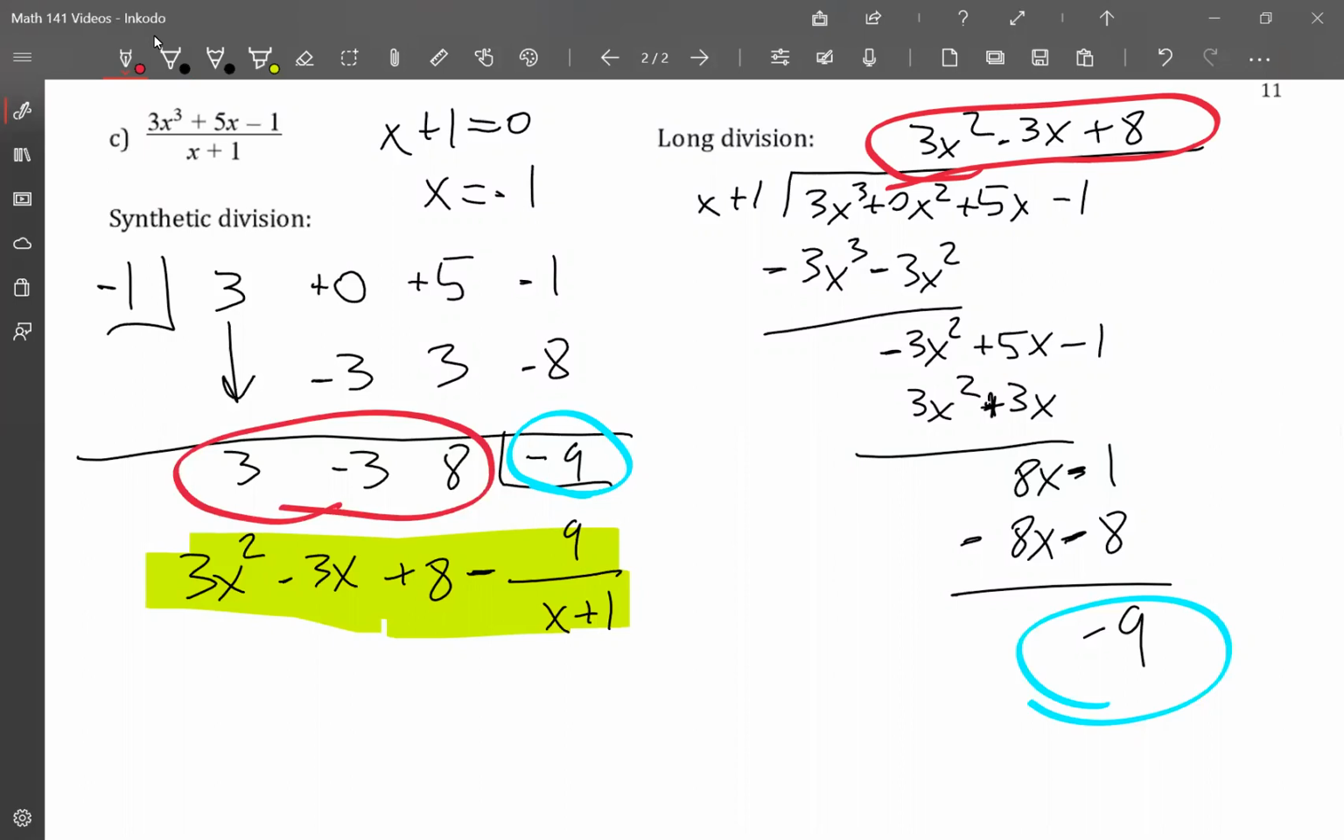So as we've seen from these 3 examples, you can get the same solution whether you do synthetic or long division. It's just very important that if you're going to use synthetic division, you have a linear binomial.